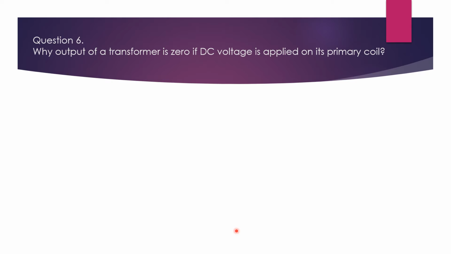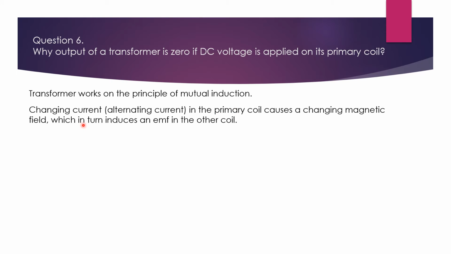Question 6. Why is the output of a transformer 0 if DC voltage is applied on its primary coil? A transformer works on the principle of mutual induction. Changing current, that means alternating current, in the primary coil causes a changing magnetic field, which in turn induces an EMF in the other coil, that is the secondary coil.